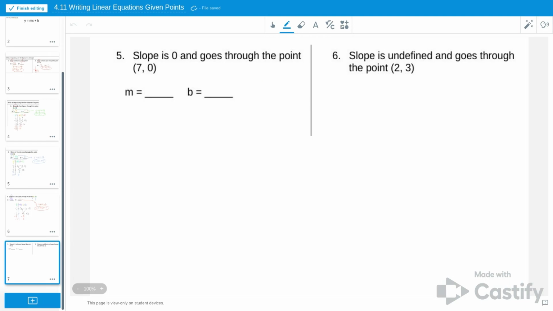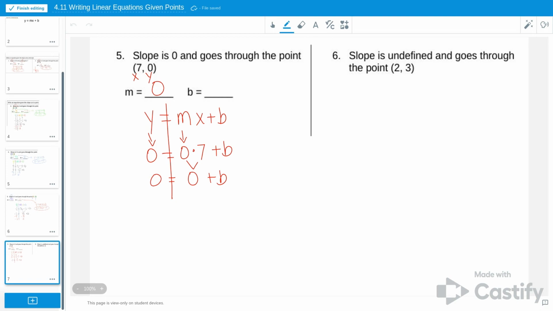All right, last two. So slope is 0 and goes through the point 7, 0. So you have your m is 0, and then we have our x and our y. So when we plug in what we know, this time I'm not going to highlight anything. My y is 0, and then equals my slope is 0, times my x, which is 7, plus b. And so this one, 0 times 7 is just 0, plus b equals 0.